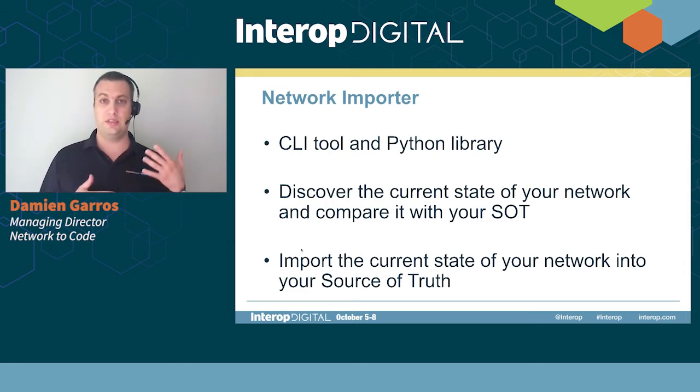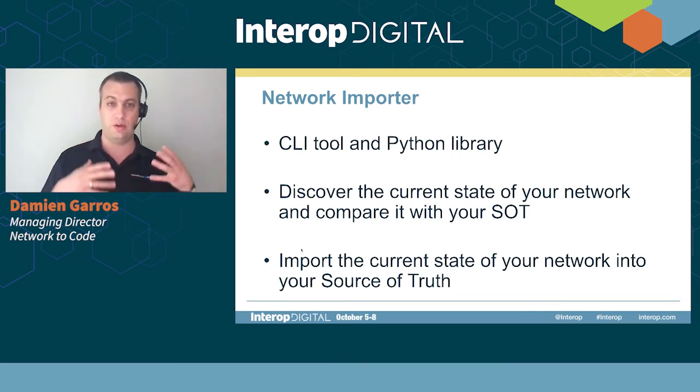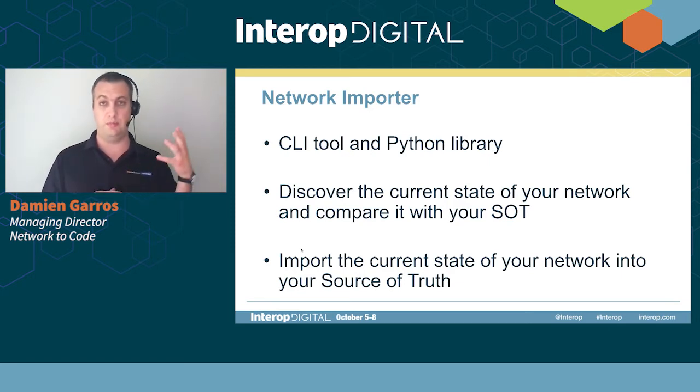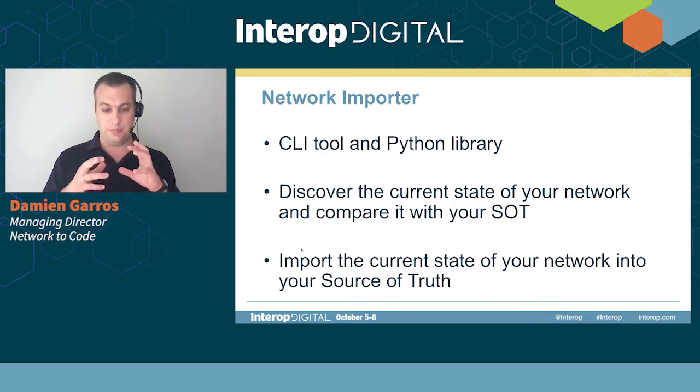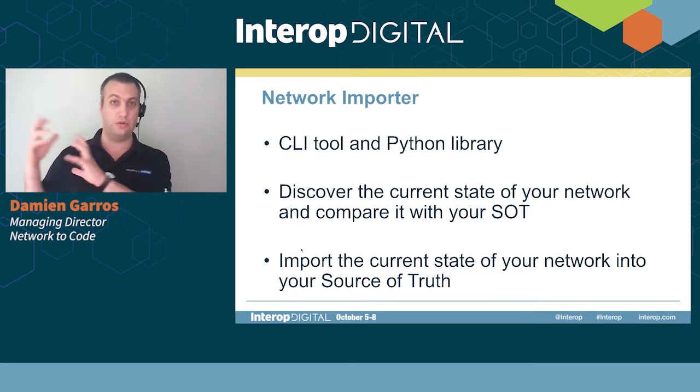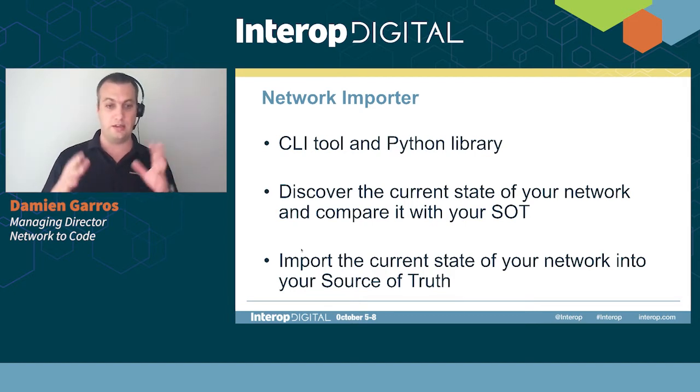The Network Importer is first a CLI tool and a Python library. It has the ability to discover the current state of the network from a lot of your different devices, from reading the configurations, but also getting information from the CLI. And what it does best is actually compare that and give you a diff. It does a comparison with your current source of truth, and it will tell you, here's what is different between your network and the source of truth. And that's really how it will be used most of the time.